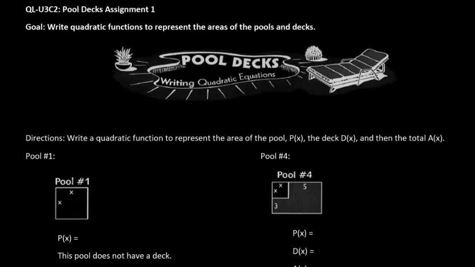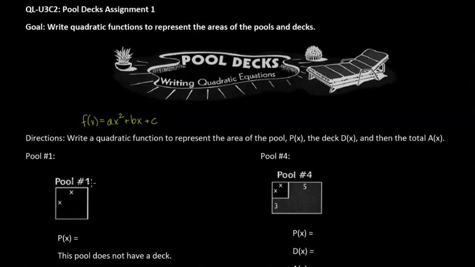So just to remind ourselves for a second, when it says write a quadratic function, we know that quadratic functions are functions that have a squared variable term and sometimes a variable term that's to the first power and sometimes a constant term, meaning it doesn't have a variable attached to it. So the standard form of quadratic functions is ax squared plus bx plus c. And so we're going to be writing our functions in standard form for each of these pools and the various functions that we're going to write for the pools and decks combined.